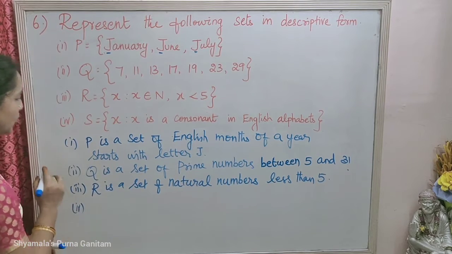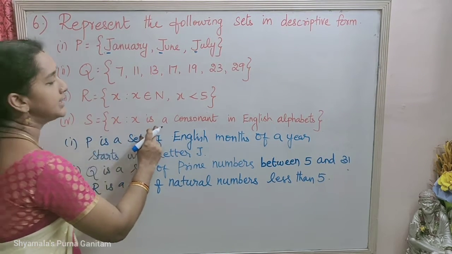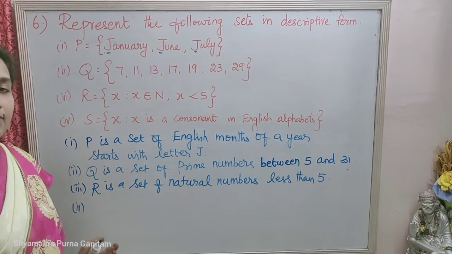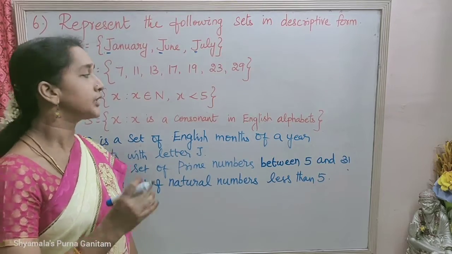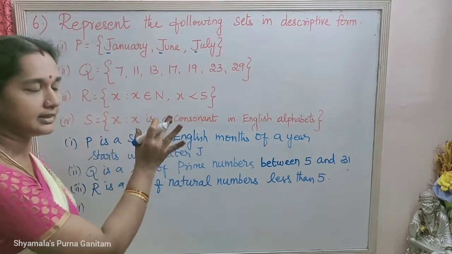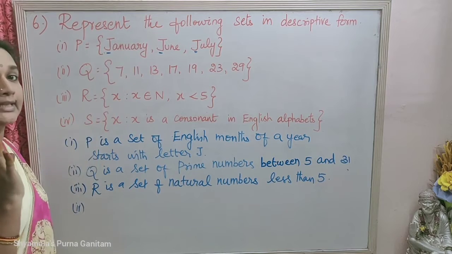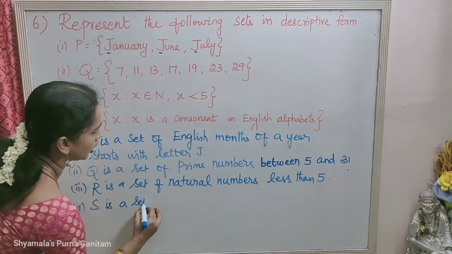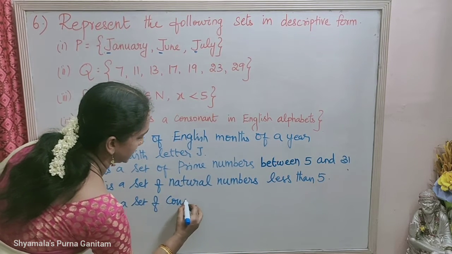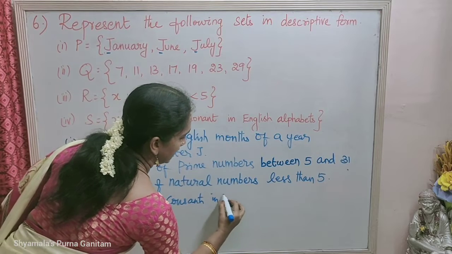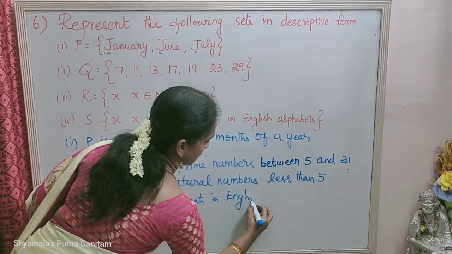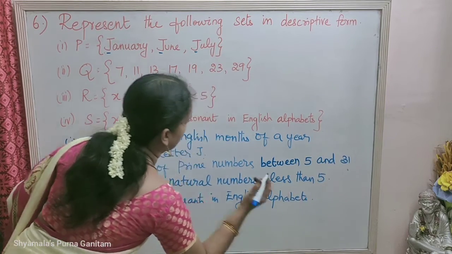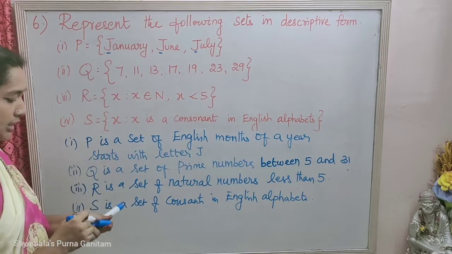Okay. Then the fourth one is S is equal to X such that X is a consonant in English alphabets. You have to write the consonants. Vowels and consonants you have learnt in English. Those consonants you are asked to write here. We are asked to write the descriptive form, so we have to describe it. So S is a set of consonants in English alphabet. That's all. We have described all the 4 sets given in the question.